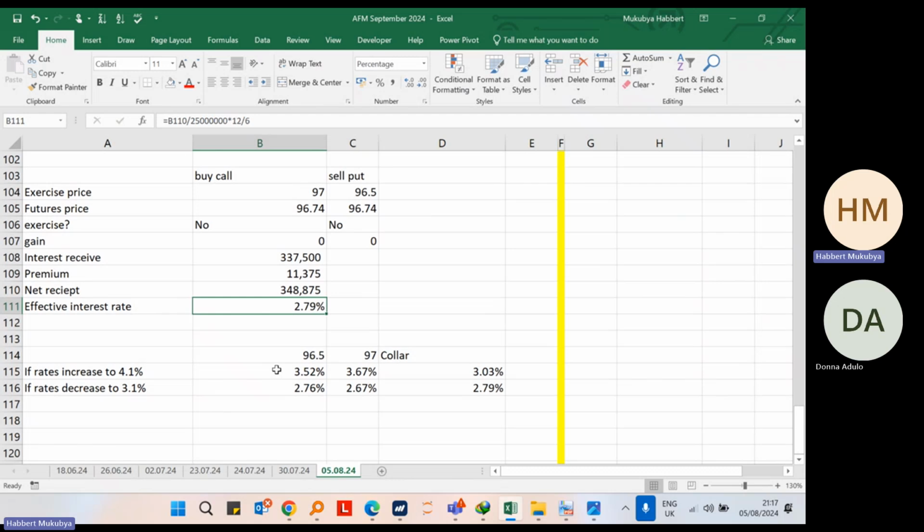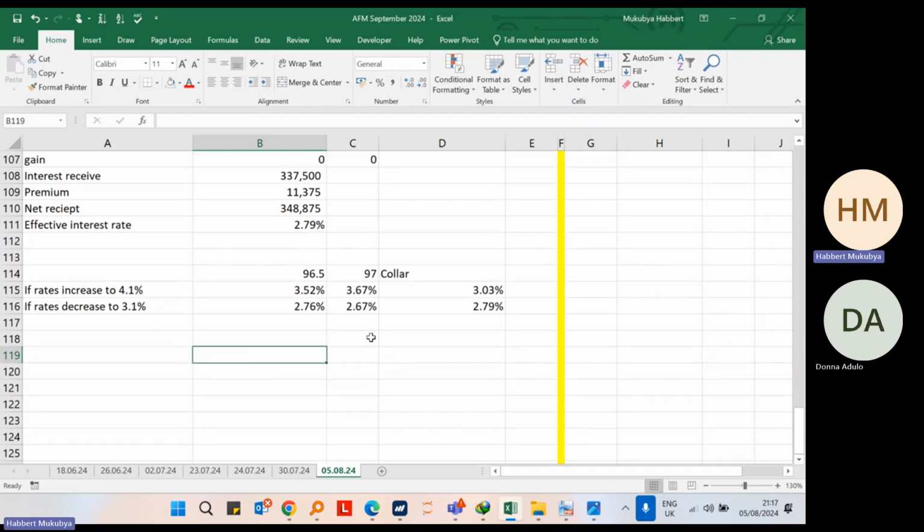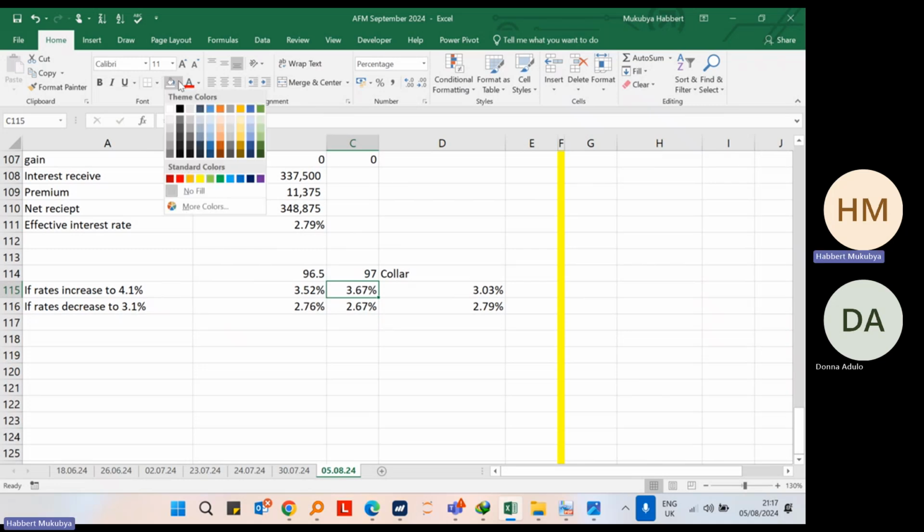So now when it comes to the decision to be made, you have to compare the three, like we said here, I put here in the summary. If you look at the 97 option, it gives us the highest interest, 3.67, if the rates increase by 4.1%. And it gives us 3.67 when they decrease. So 3.67 is higher than anything, so we should accept it.